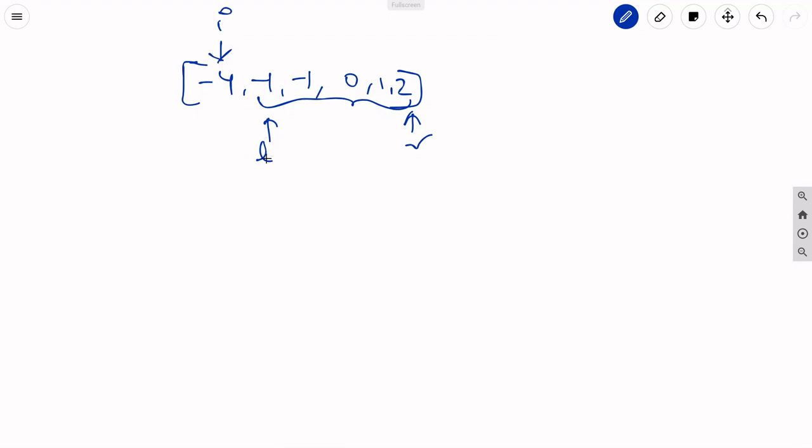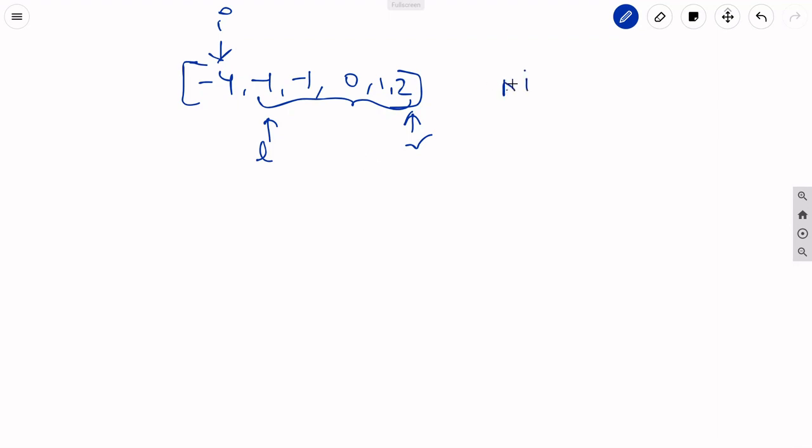If the sum of L plus R is less than this number, then we have to increase the sum, and in order to increase the sum, we have to move L towards the right. Similarly, if L plus R is greater than the sum required, then L plus R has to be reduced, which would happen by moving the right pointer to the left. So that's basically what the algorithm is all about.